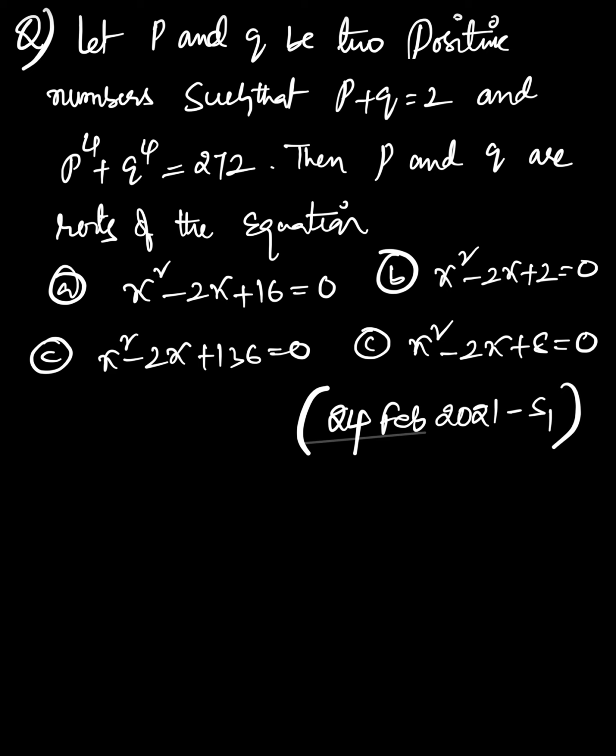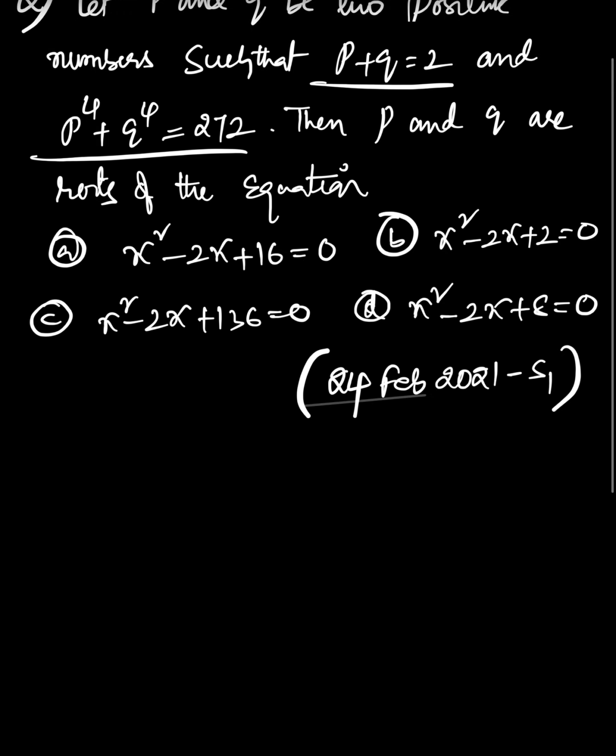And the given conditions also. Coming to the question: let P and Q be two positive numbers such that P plus Q equal to 2, P power 4 plus Q power 4 equal to 272. Don't you think that if we add two numbers we get 2, and P power 4 plus Q power 4 is 272? That is, I think, impossible. Anyway, then P and Q are the roots of one of the options. They have given that P and Q are both positive numbers and that P and Q are the roots of all these four options.